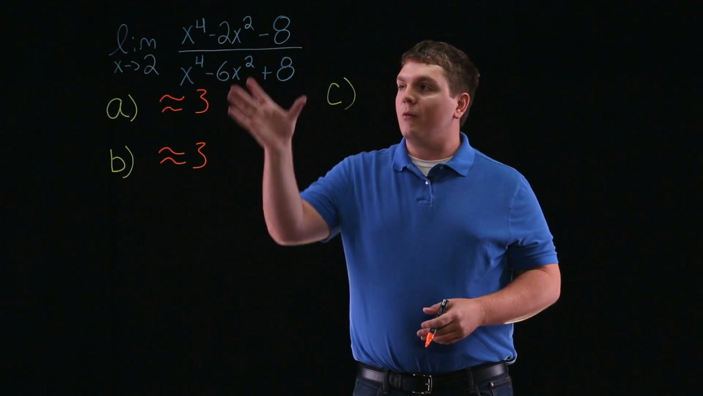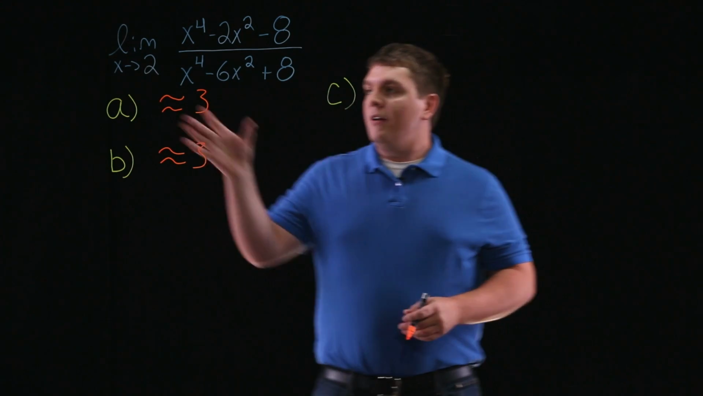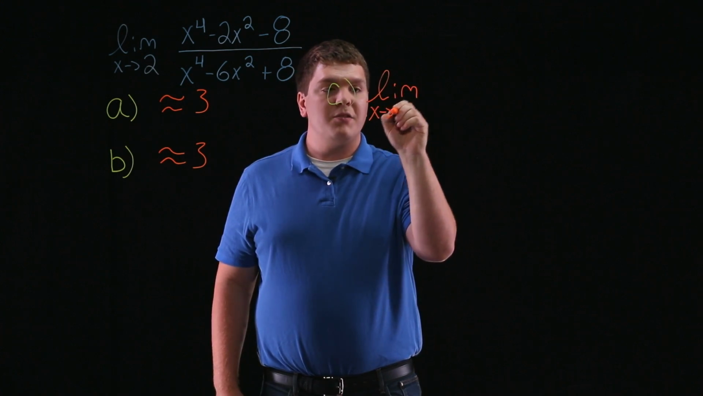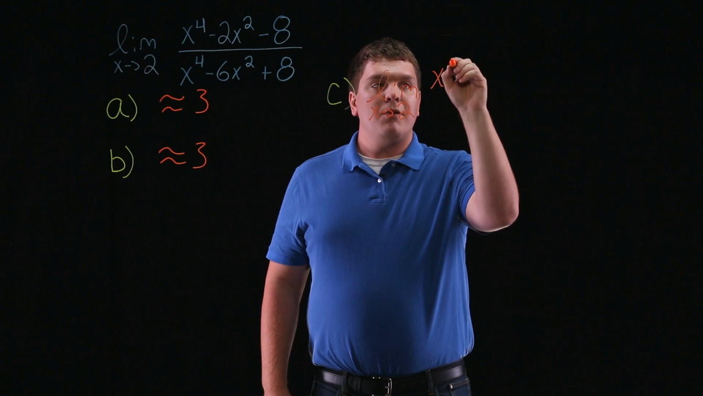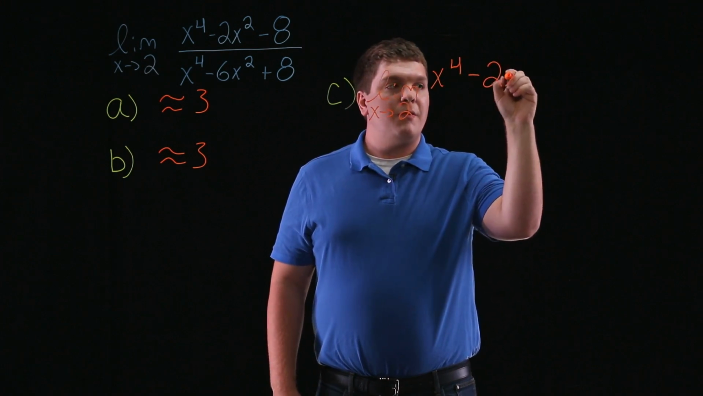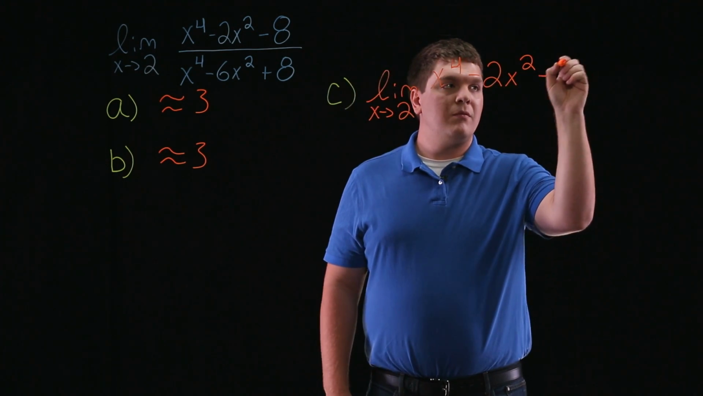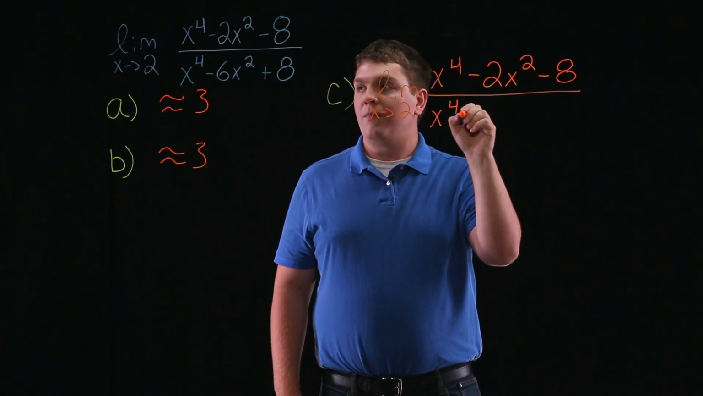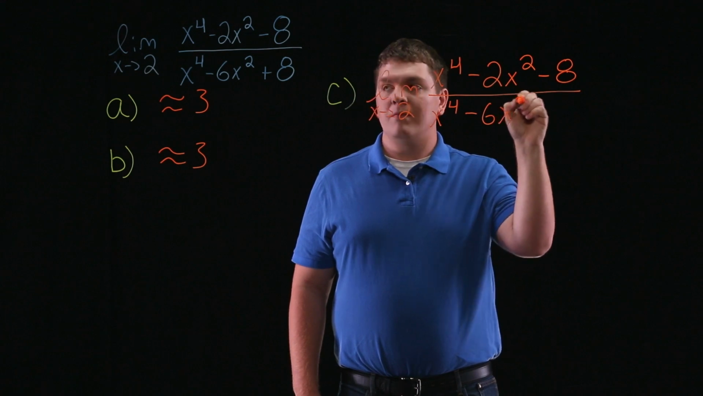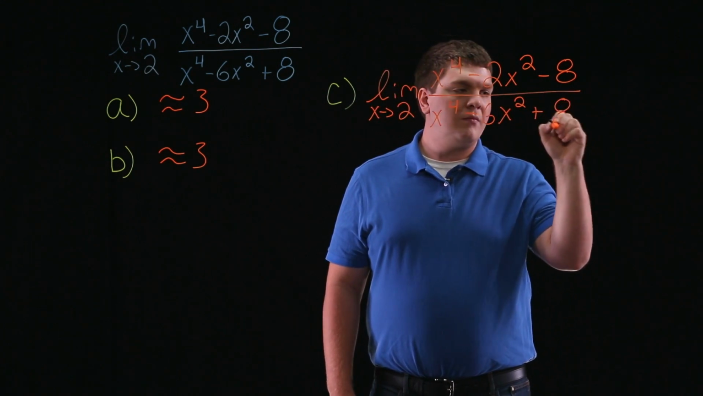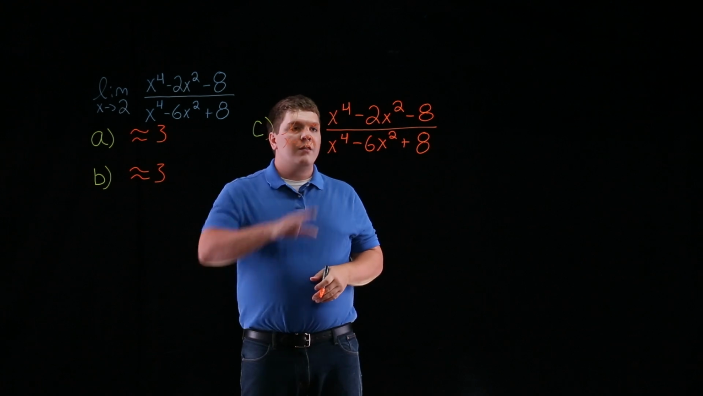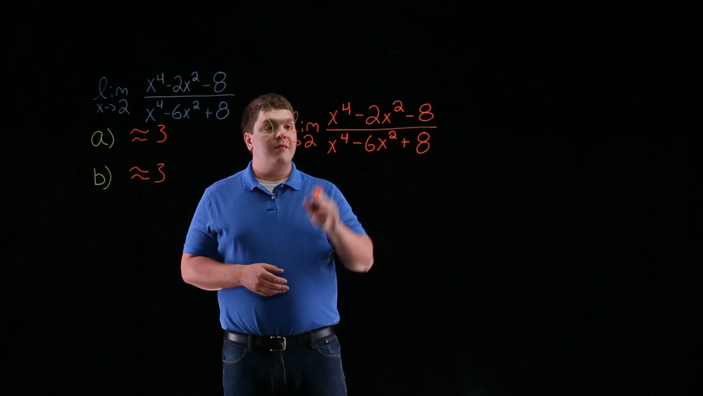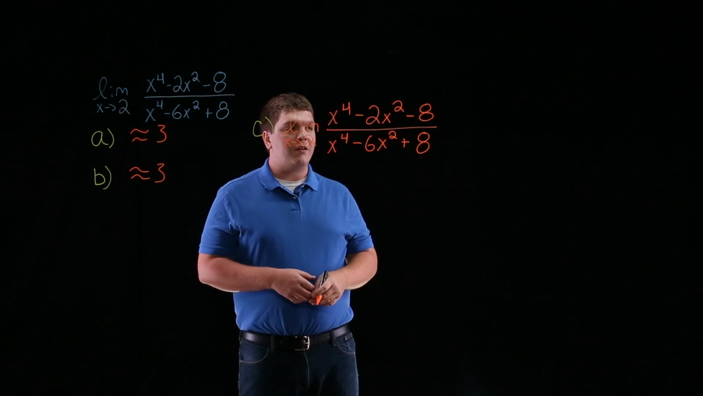Now, for part C, we're asked to algebraically find this limit. So let's go ahead and write down the limit. So this is the limit as x approaches 2 of x to the fourth minus 2x squared minus 8, all divided by x to the fourth minus 6x squared plus 8. So here, if we go ahead and substitute in 2, we'll have 0 divided by 0. So our function will be undefined.